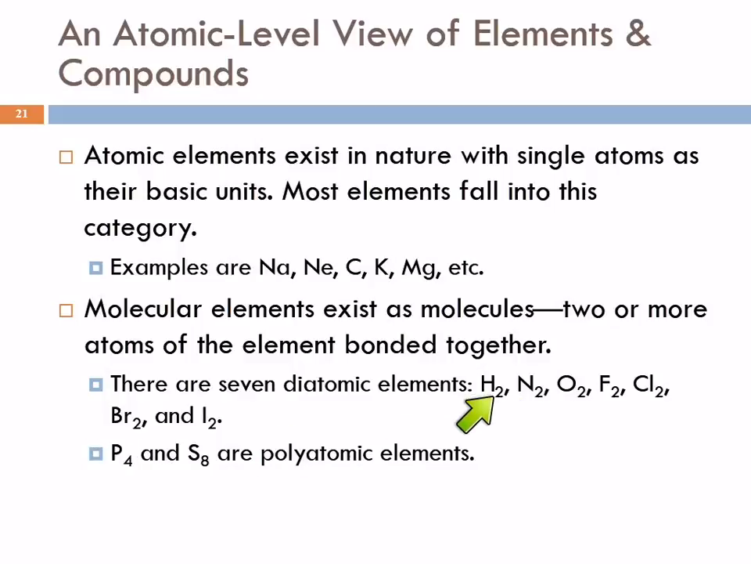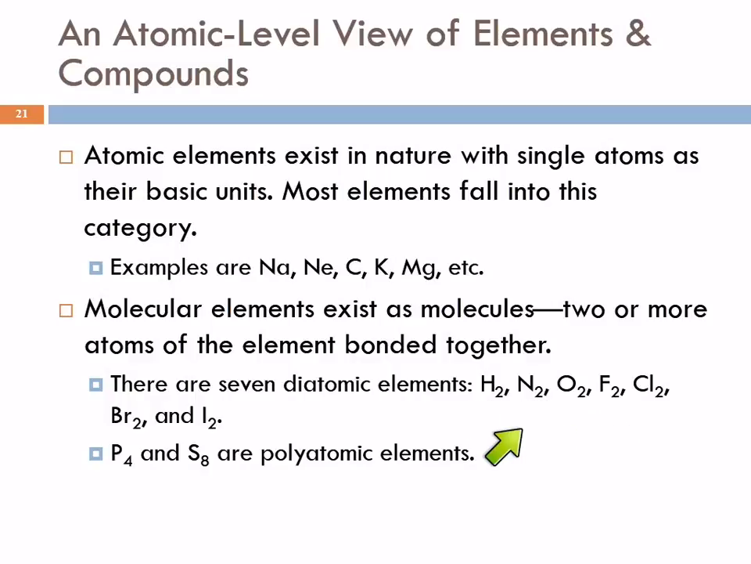And you don't see hydrogen atoms out by themselves. They always use the buddy system. There's 2 hydrogen atoms holding hands, right? And there's 2 chlorine atoms. They're forming a molecule. So molecular elements exist as molecules. There are 7 that are diatomic. Di is a prefix that means 2. So 2 atoms. And these are their formulas, H2, N2, O2, etc.